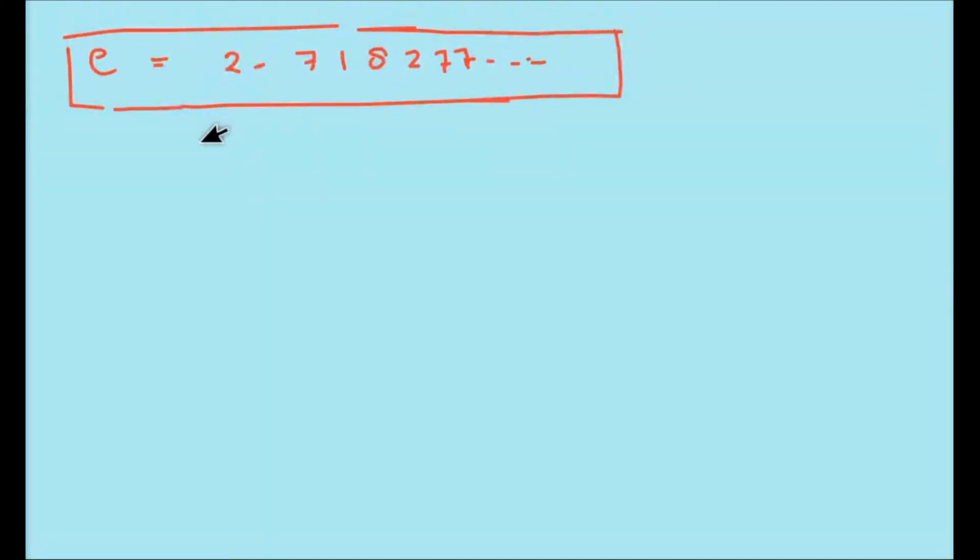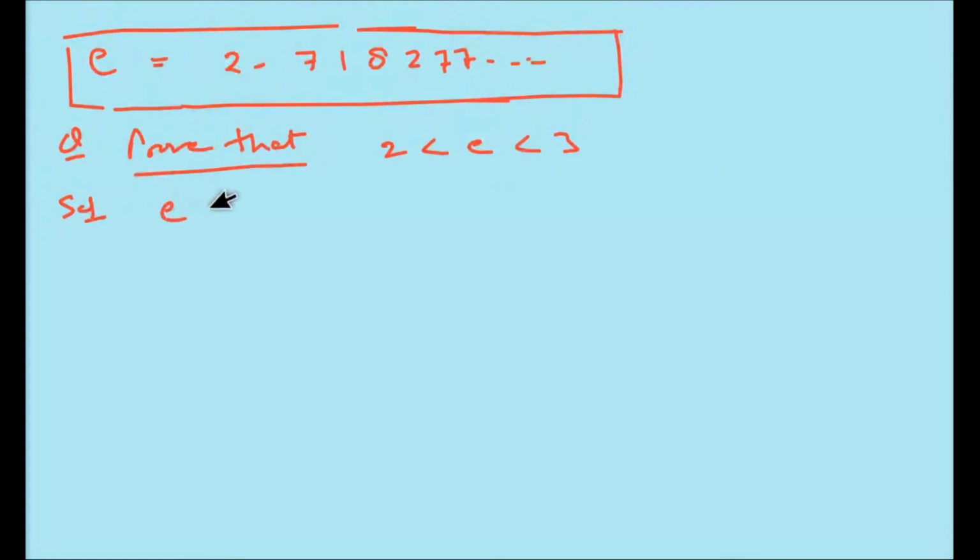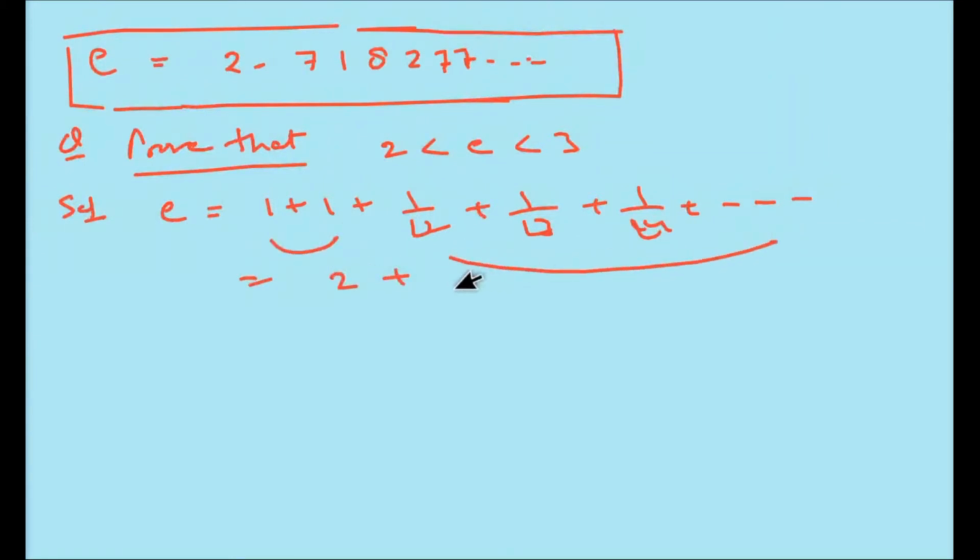Okay students, now I would like to tell you, prove that 2 is less than e less than 3. How will you prove it? Students, we can write e equal to 1 plus 1 plus 1/factorial 2 plus 1/factorial 3 plus 1/factorial 4 and so on. Let this value be 2 plus P. So we can say 2 is less than e.